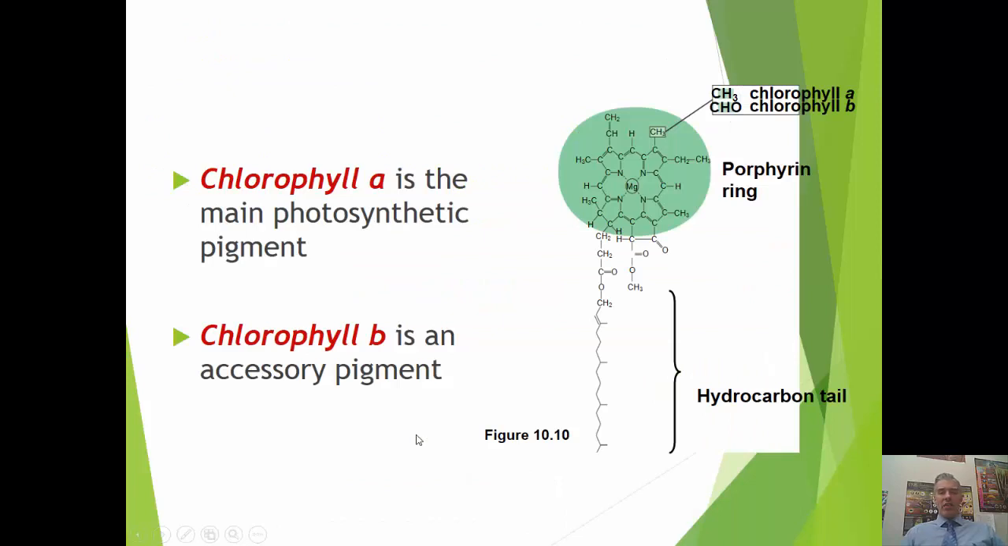This is what chlorophyll A actually looks like. This is the main photosynthetic pigment, and chlorophyll B is an accessory pigment. In terms of their overall structure, they're not very different. I want you to try to figure out what macromolecule type this is overall.